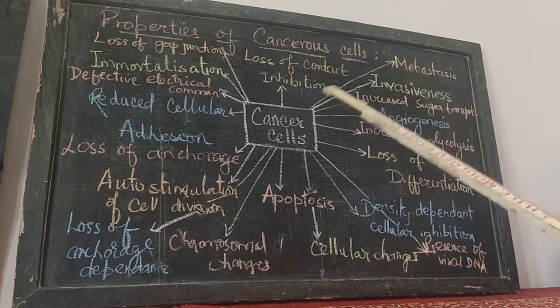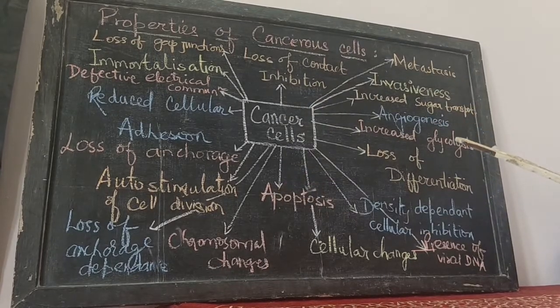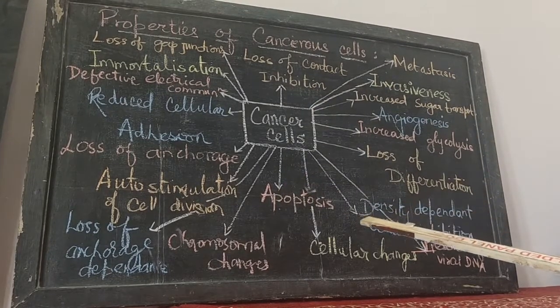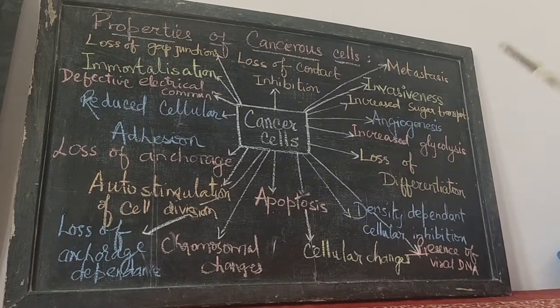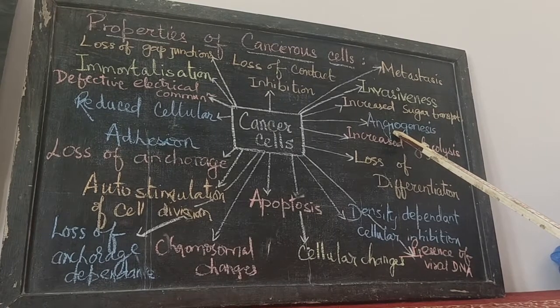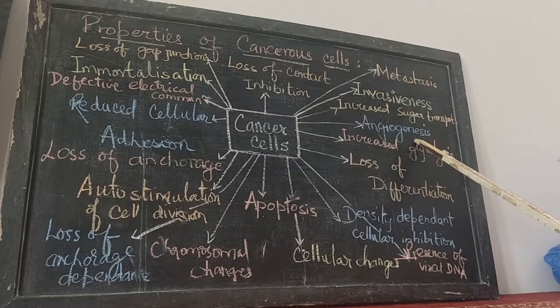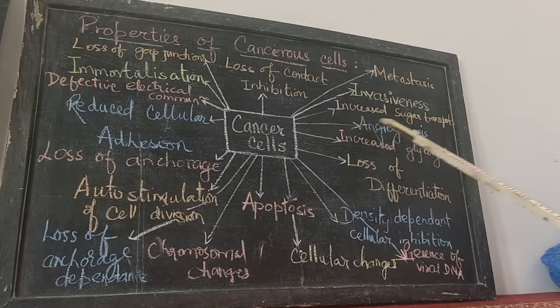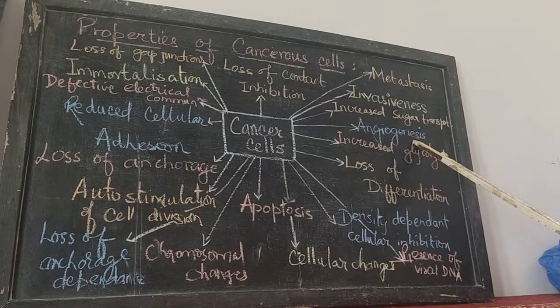The next important process related to cancerous cells is angiogenesis. It refers to, angio refers to blood vessel, genesis refers to formation. So angiogenesis refers to formation of new blood vessels.